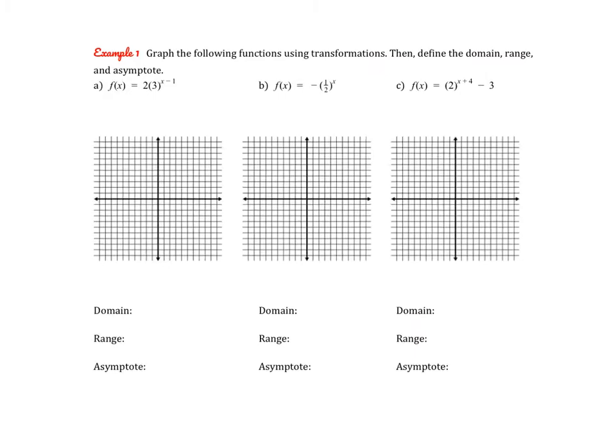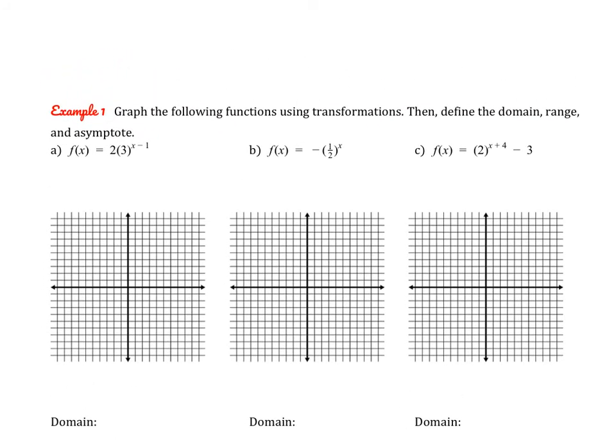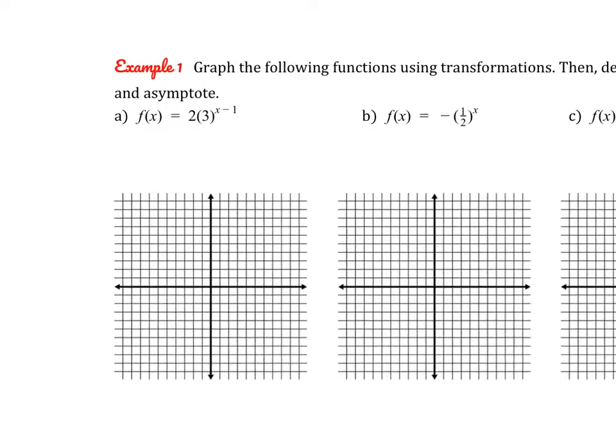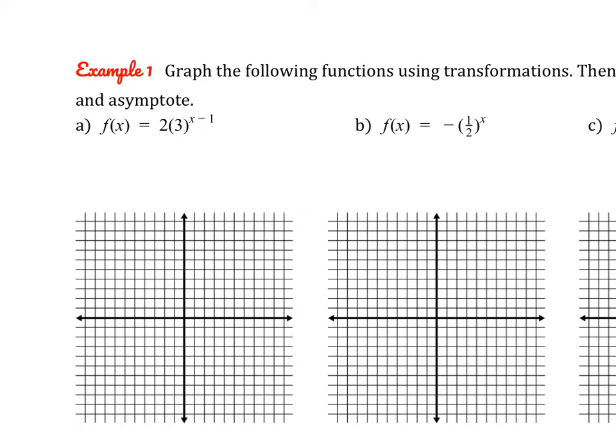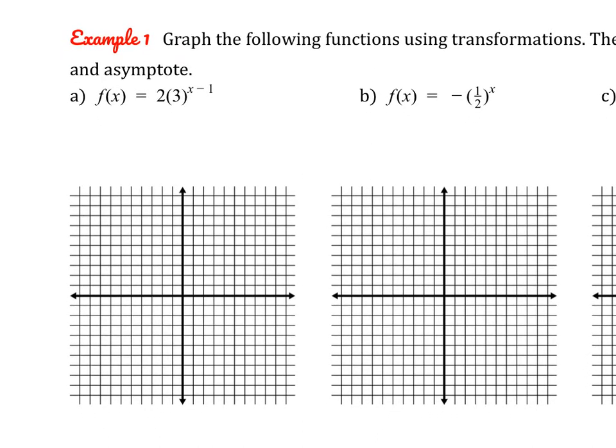All right, so let's try graphing some of these exponential functions using transformations, and then we're going to define the domain, range, and the asymptote. Let's look at this first one. First, we can start by doing a quick sketch of our parent function, which is the function without any transformation. In this case, our parent function is base 3 to the power of x. The 2 is a transformation, and so is the minus 1. So let's start by graphing our parent function.